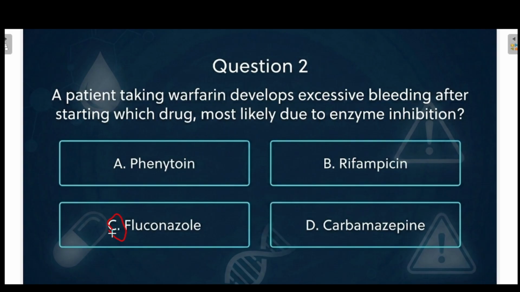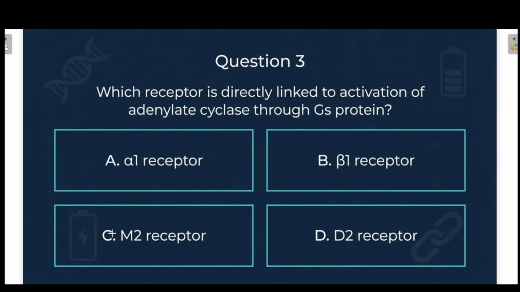Let's move to question number 3. Which receptor is directly linked to activation of adenyl cyclase through Gs protein? Options are alpha 1 receptor, option B beta 1 receptor, option C M2 receptor, option D D2 receptor. So the correct option is option B, beta 1 receptor.